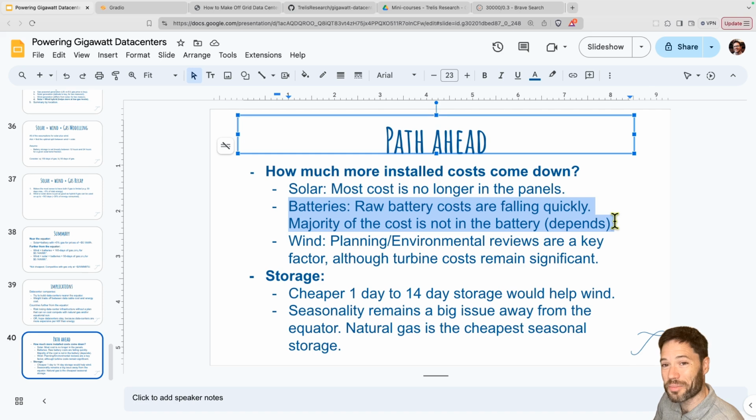Last of all, seasonality is a big factor for those who are not close to the equator. This means you have to massively overbuild your systems, which forces you to either use quite a bit of gas or to just be happy with paying a lot more money to overbuild the system. Natural gas is the cheapest form of seasonal storage by quite a bit at the moment. And until that changes, that remains a big disadvantage for countries that are further from the equator, building either wind, which tends to anyway be available only far away from the equator, or solar.